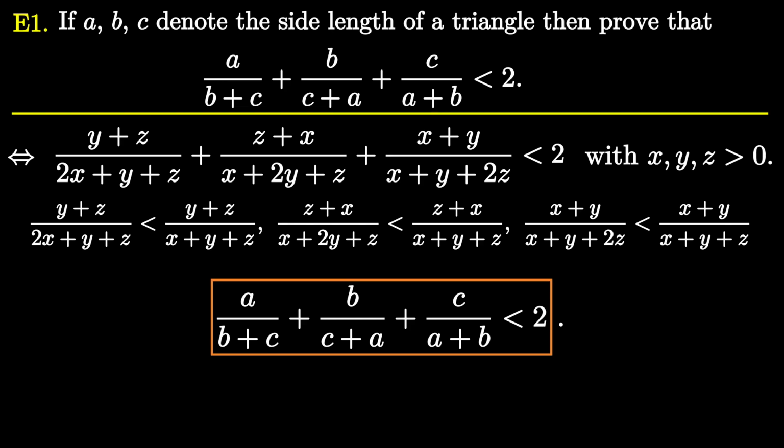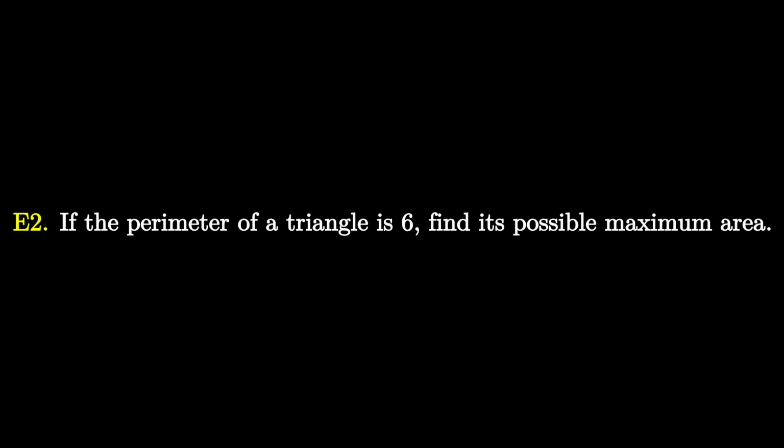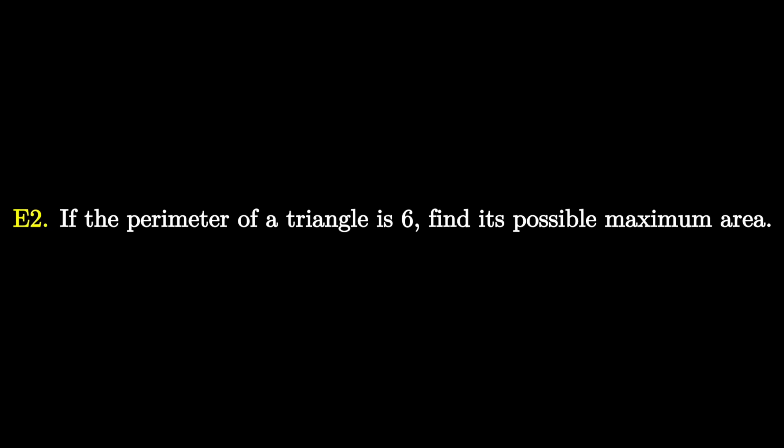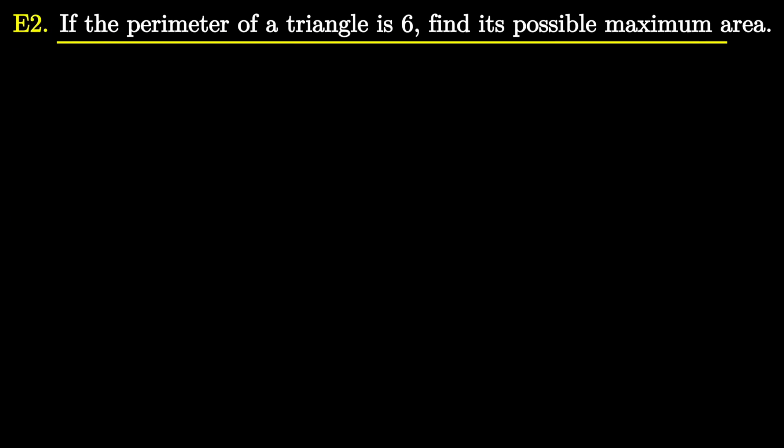Let's take an example which will demonstrate how Ravi substitution combined with AM-GM inequality makes our life easy. If the perimeter of a triangle is 6, find its possible maximum area. We simply start by letting the side lengths be a, b and c and the semi-perimeter s. We have a + b + c = 6. That gives s = 3.